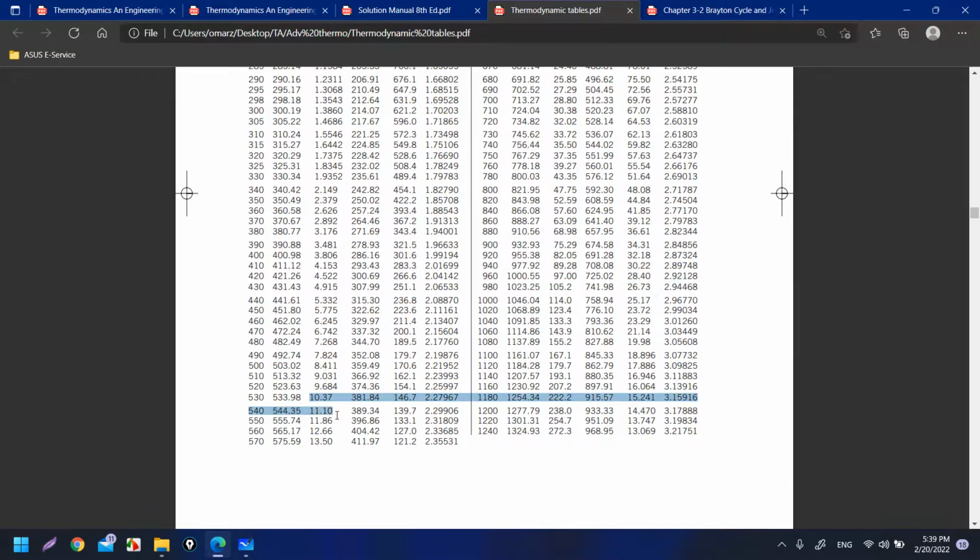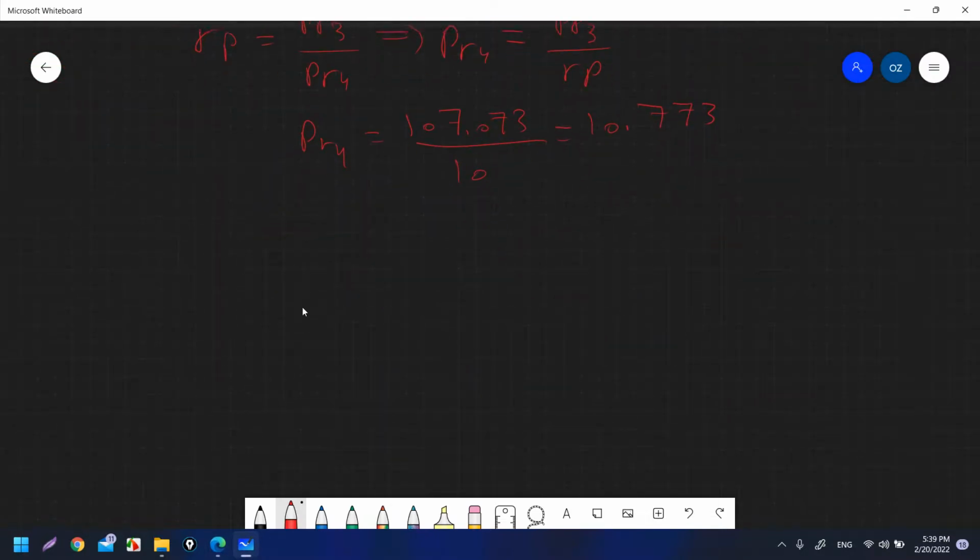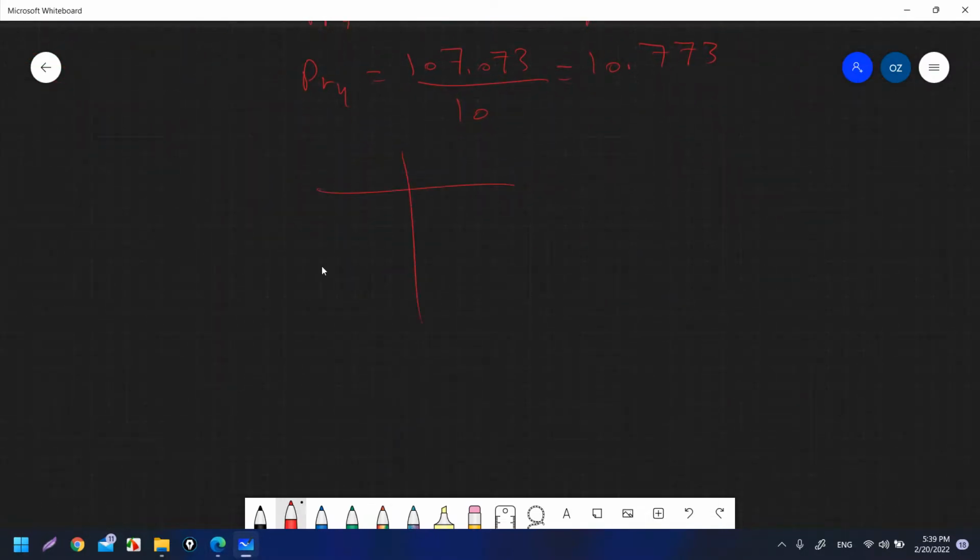10.773 is between these two numbers. Okay, and I want to find H4. So I make interpolation. So it will be like this. H, PR. H is 533.98. I want to find H4S, 544.35. PR is 10.37. This one is 10.773. 11.10.